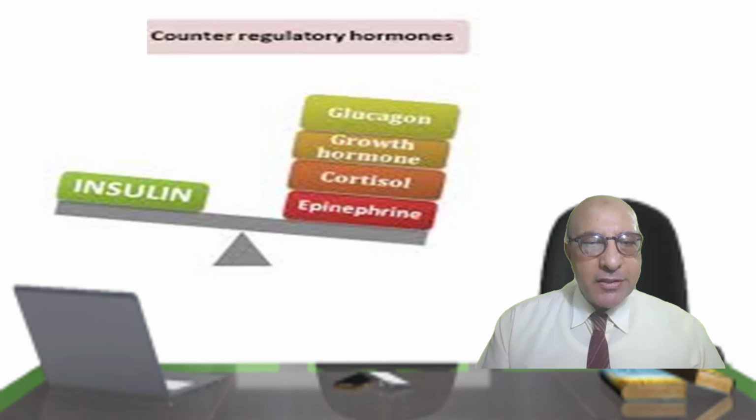Normally, there is a balance between two types of hormones. The first is insulin, which tends to lower the blood sugar, and what we call the counter-regulatory hormones, including glucagon, growth hormone, cortisol, and epinephrine, all of which tend to increase the blood sugar.